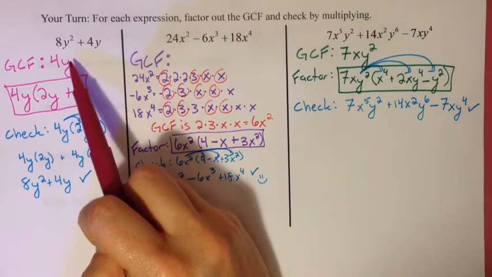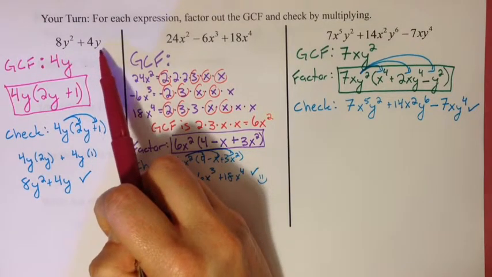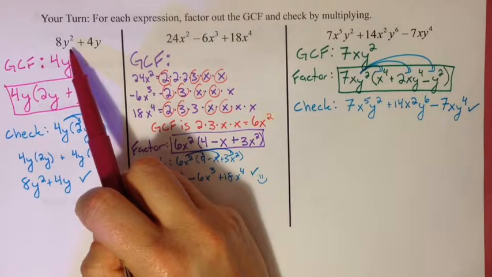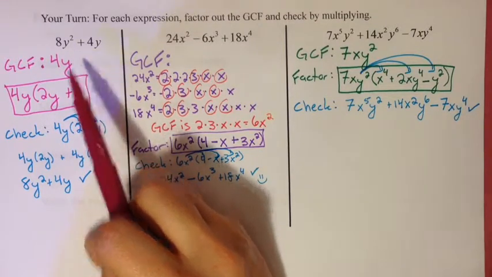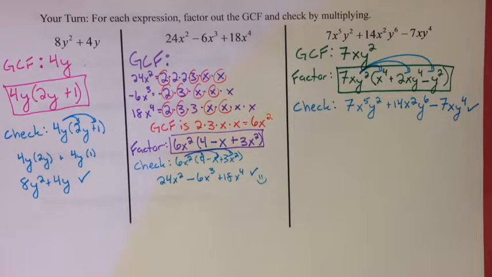Between y squared and y, what's the biggest number of y's that they both have in common? That'll be just one y, because the 4y has only 1, even though the 8y squared has 2. So my greatest common factor is 4y. My next step is to factor that greatest common factor out of both terms.